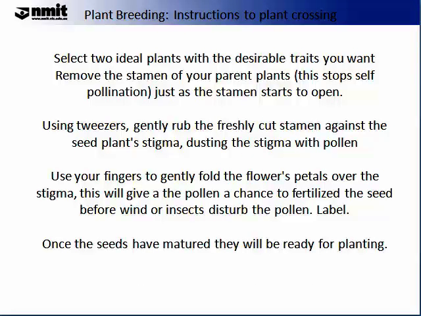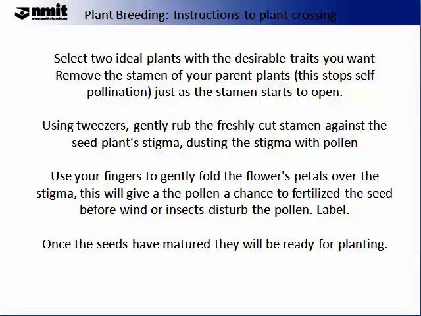Select two ideal plants with desirable traits you would like to cross. Remove the stamen of your parent plants. This stops self-pollination. Do this just as the stamen starts to open. Using tweezers, gently rub the freshly cut stamen against the seed plant stigma, dusting the stigma with pollen. Using your fingers, gently fold the flower's petals over the stigma. This will give the pollen a chance to fertilize the seed before the wind or the insects disrupt the pollen.